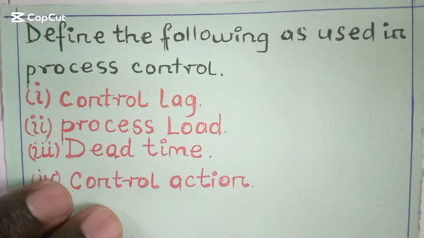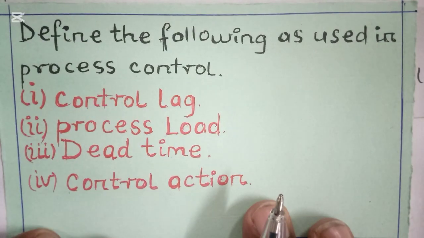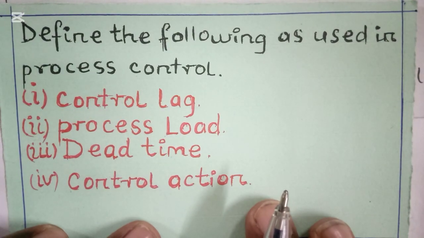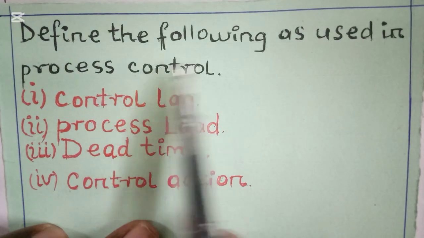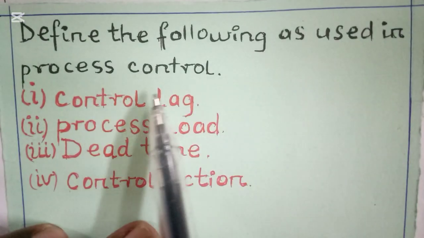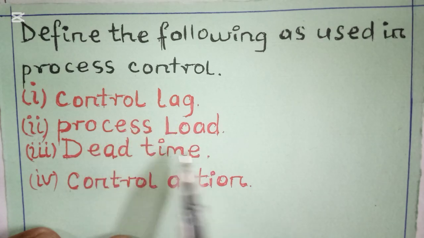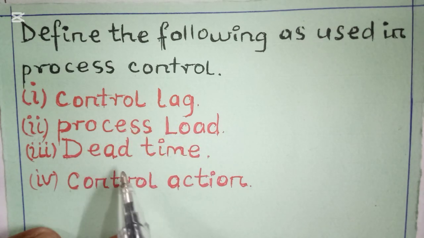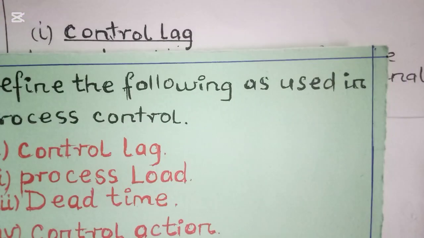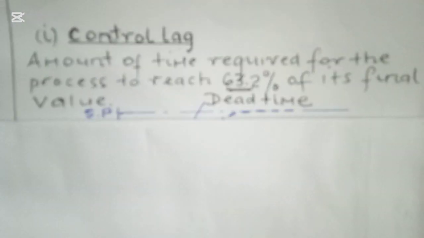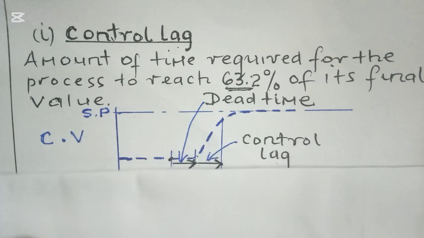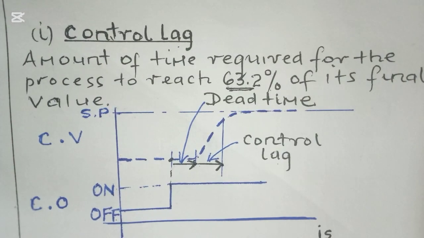Hi guys, let's do this problem. I'll read the question first. Define the following as used in process control: one, control lag; two, process load; three, dead time; and four, control action. And so guys, we start off the question and this is how we are going to start.